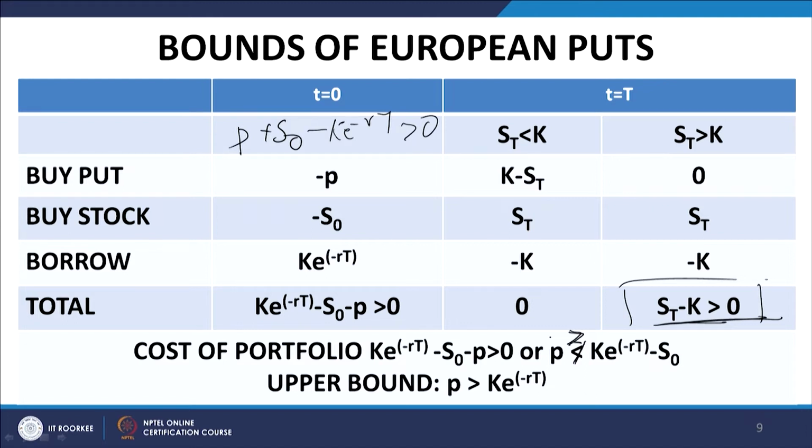So, the lower bound of a put option is given by K e to the power minus R t minus S naught, because the cost of setting up this portfolio has to be positive. This is a cost, this is a cost, this is an inflow, a negative cost, you may say, or an inflow. Therefore, P plus S naught minus K e to the power minus R t must be greater than 0, because a positive payoff must command a positive cost. So, this gives you this relationship.